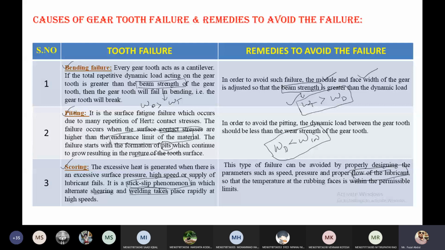Okay, these are the three basic failures in the tooth, and a few others are there. Corrosion failure is there, and other failures are there. Among these, these three are the important ones.